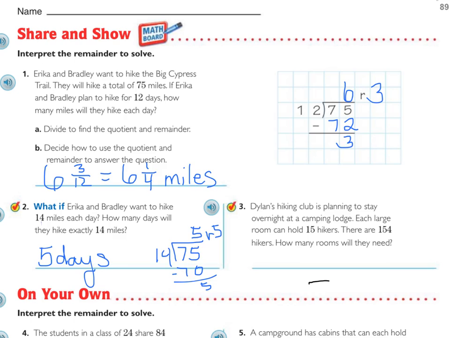We were able to simplify this by using the common factor 3. There is 1 3 in 3 and 4 3s in 12, so we were able to simplify our fraction to 1/4. Problem number 2, they wanted to know exactly 14 miles, so we only used the whole number of our quotient because they didn't want a partial day.